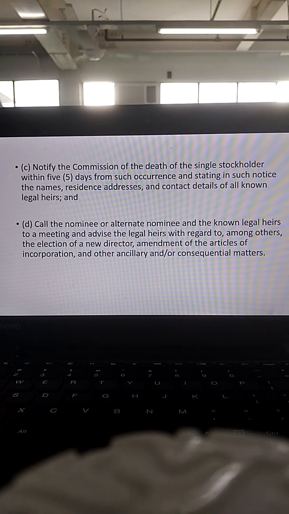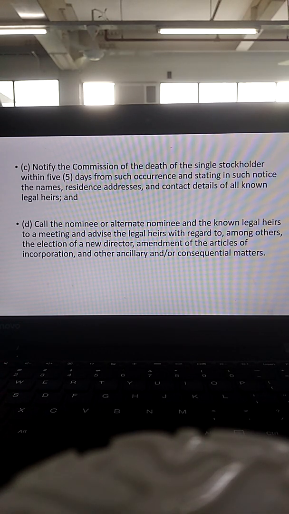Third, notify the commission of the death of the single stockholder. So, kailangan niyang i-inform yung SEC, okay, na patay na pala yung single stockholder. From such occurrence and stating in such notice the names, residence addresses, and contact details of all known legal heirs. Okay? Yan. And to call the nominee or alternate nominee and the known legal heirs to a meeting and advise the legal heirs with regard to, among others, the election of a new director, amendment of the Articles of Incorporation, and other ancillary and or consequential matters. Okay? So these are just procedural. Okay? So, yun na nga, at least klaro yung trabaho ng sekretary dyan, because in law, you cannot assume a specific function of a particular position of a corporation.